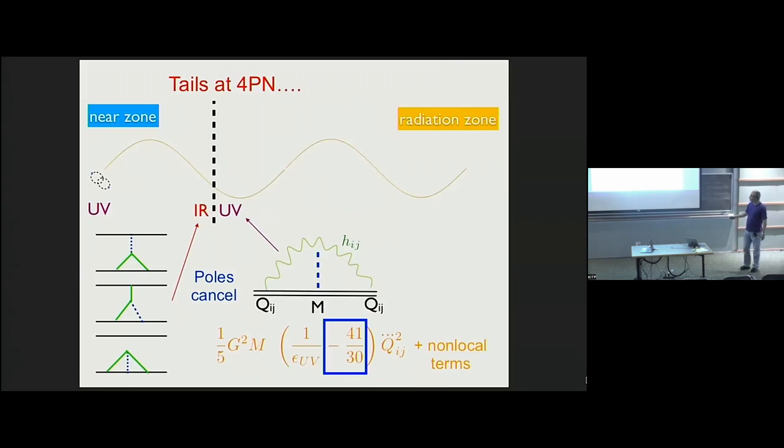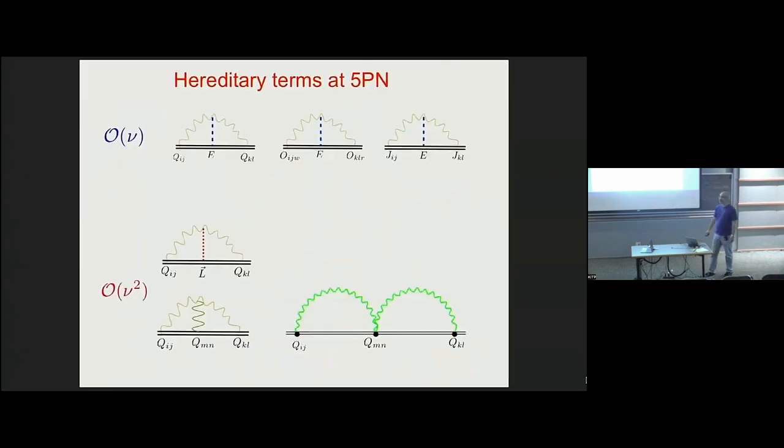And this number is a prediction of the theory, which must plug in the energy of the binaries to get the correct result. So at 4PN, everything is fine. And as we finished 4PN, we just thought, okay, let's do the same thing at 5PN. What are the new graphs which you need at 5PN?